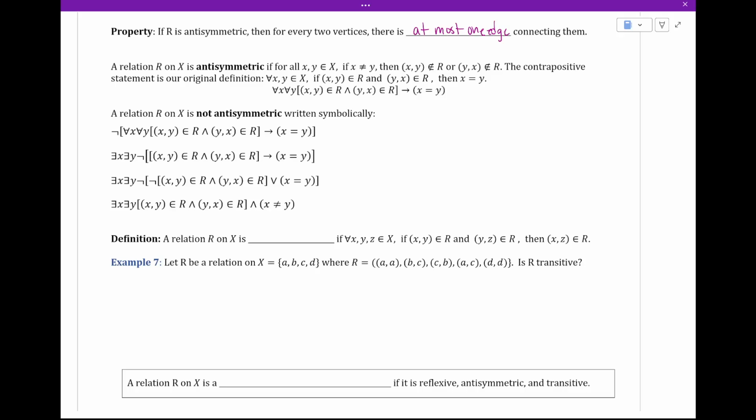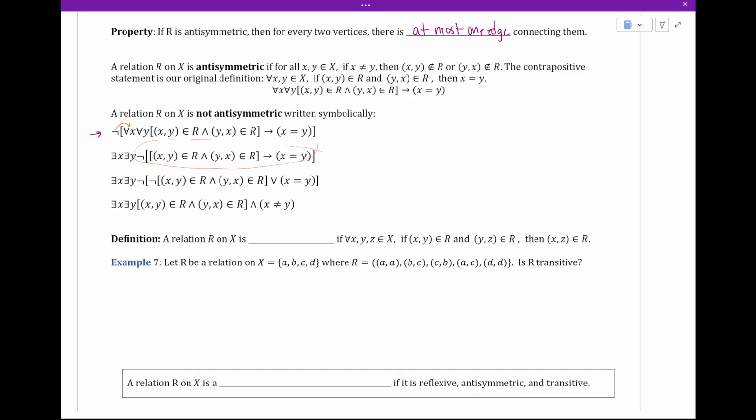And so I want to look at the contrapositive, because that's what I'm going to use when I prove this relationship that we're seeing. A relation R on X is not antisymmetric, written symbolically, is this one. So here's the not, for all x and y, if (x,y) is in R and (y,x) is in R, that implies that x is equal to y. That's our original definition. I can write that by distributing my little not symbol. When I distribute that, these for all change to there exists an x and a y such that not this whole thing.